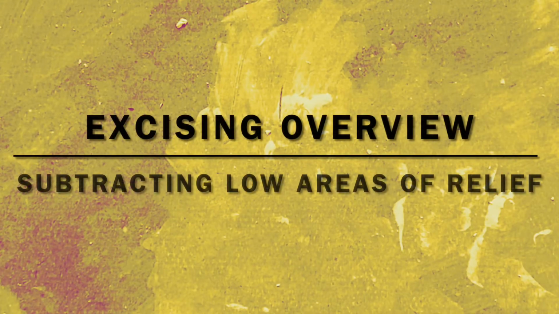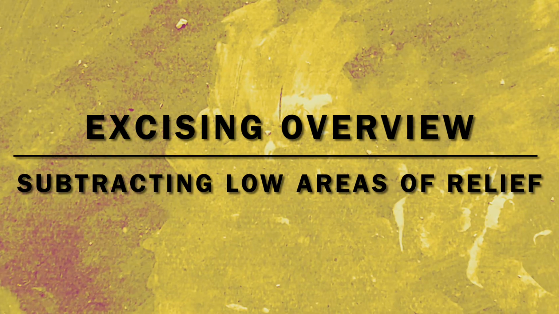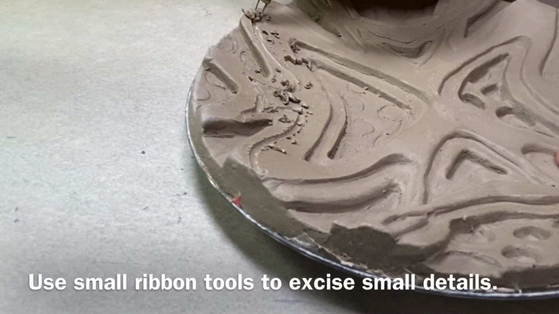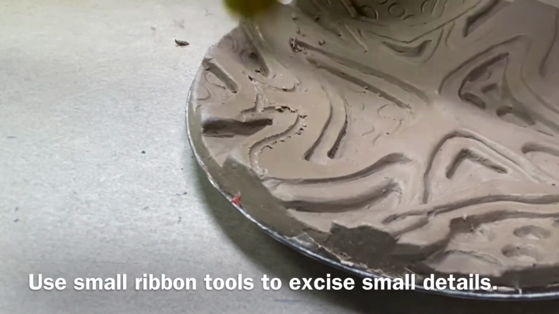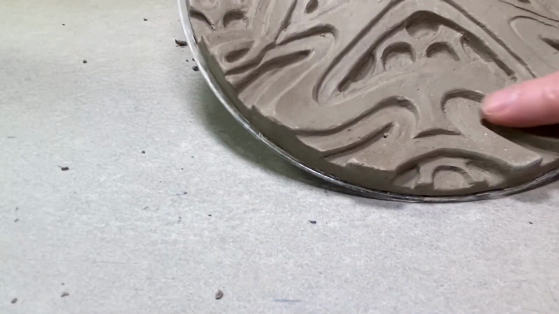Here is an overview of the excising technique. Remember, excising is subtracting clay to create lower areas of relief. If you need additional examples, refer back to the excising exercises provided during the formative section of this unit. When excising, you can use a variety of tools from ribbon tools to flat wood tools to subtract clay. Choose the size and shape of the tool to fit the job.